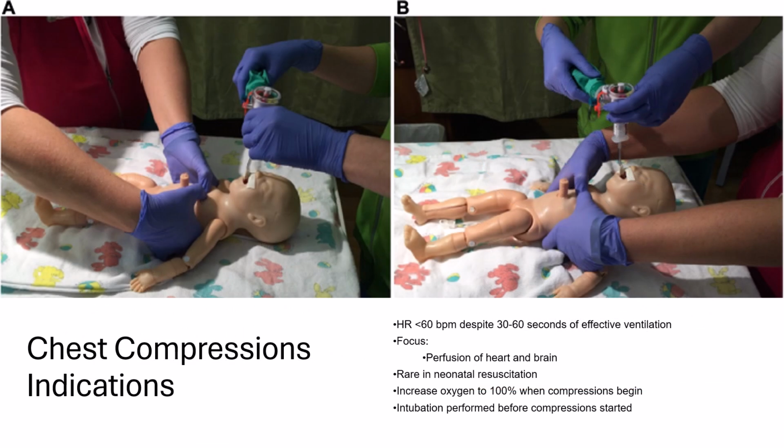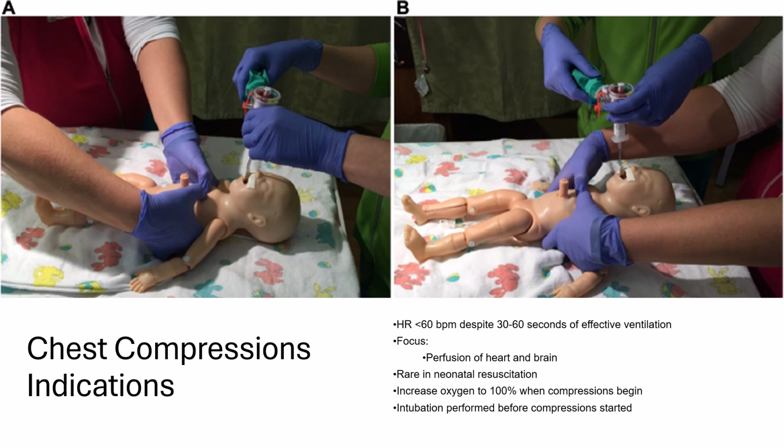Chest compressions are indicated when the heart rate remains less than 60 beats per minute, despite 30 seconds of effective ventilation. When you're compressing the chest, you're manually pumping blood to vital organs, particularly the heart and brain. It's worth noting that chest compressions are actually uncommon in neonatal resuscitation because most babies respond to effective ventilation alone.